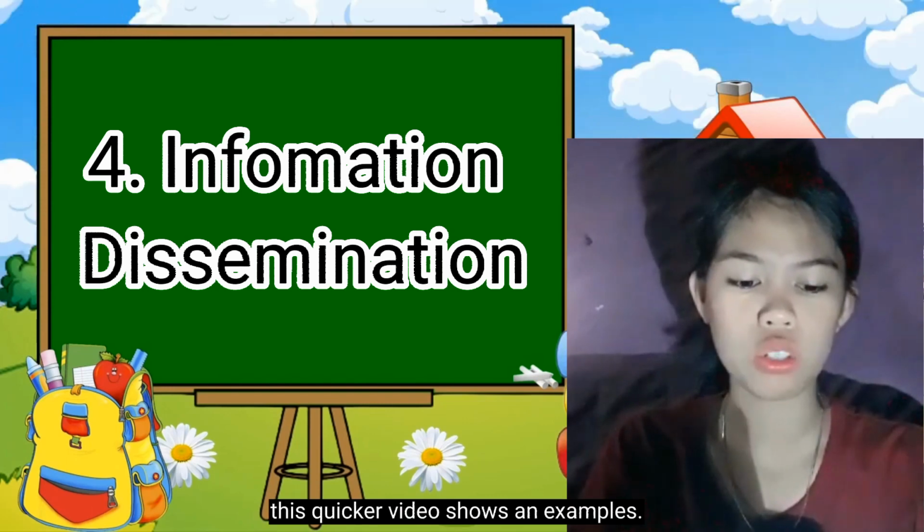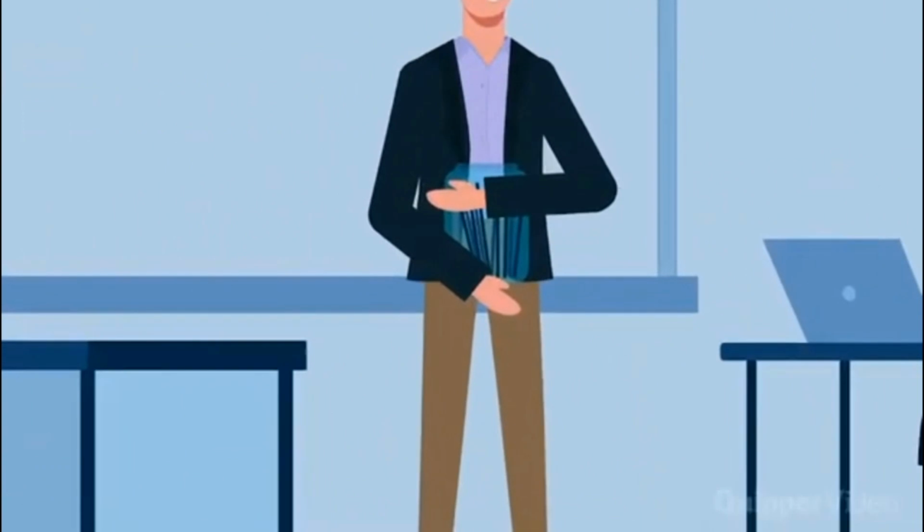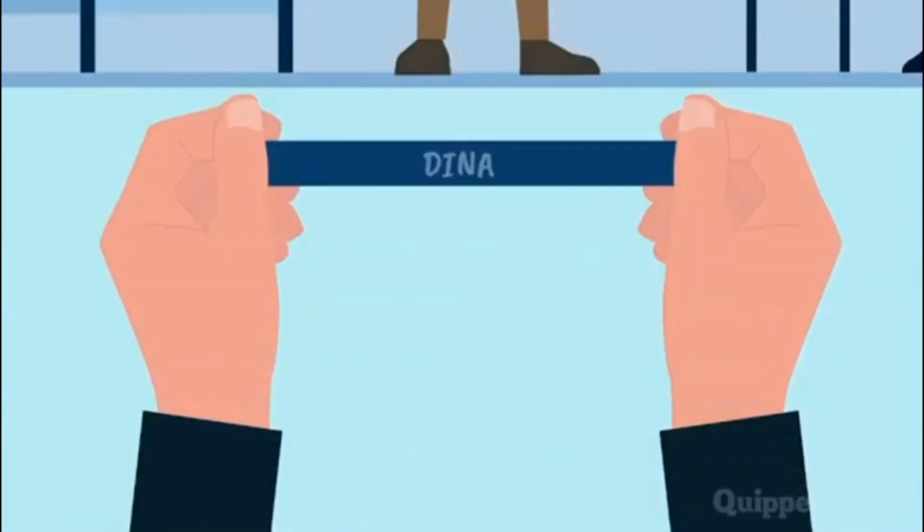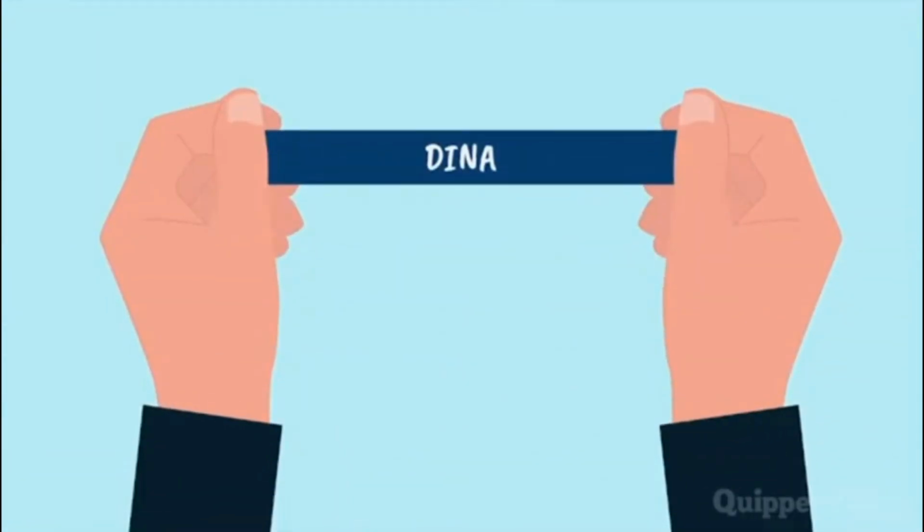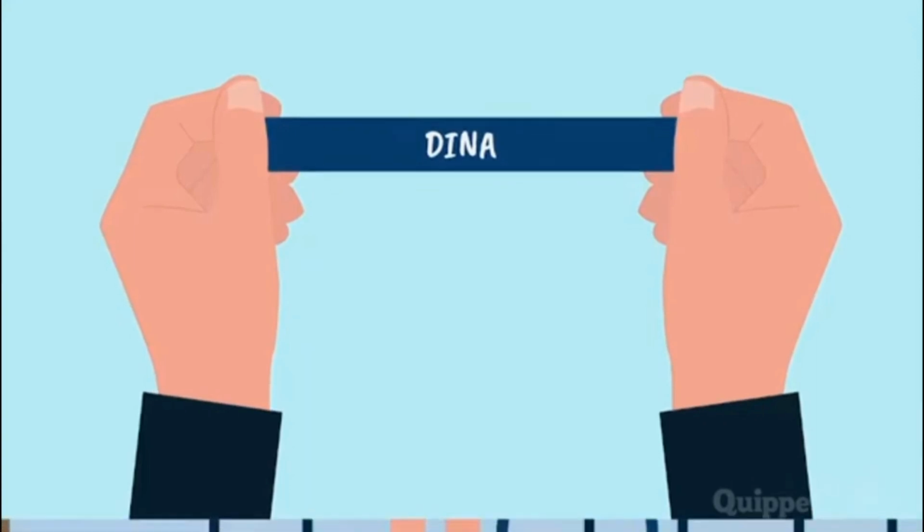Quick video shows an example. Mr. Perez brought out a jar filled with colorful popsicle sticks. He told the students that each of their names was written on a popsicle stick. He would randomly draw 5 popsicle sticks from the jar, and those who would be chosen would cover the first few topics in a class report. After picking 5 popsicle sticks, Mr. Perez recited one by one the names written on them.